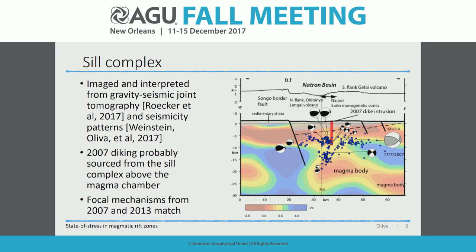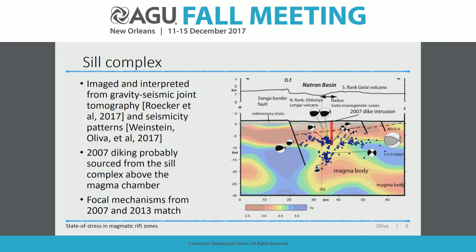But, okay, so this is a cross-section, and again, this is the area that we're interested in. These are the two volcanoes, Oldonyo Lengai and Gelai right there, and then the diking in 2007 occurred right there. And we imaged and interpreted a sill complex in this region from gravity seismic joint tomography by Recker et al., and that's this image shown here, and seismicity patterns from Weinstein et al. So this is where I think the sill complex is, and it's being sourced from this magma body. And the 2007 dike probably was sourced from this sill complex located right here.